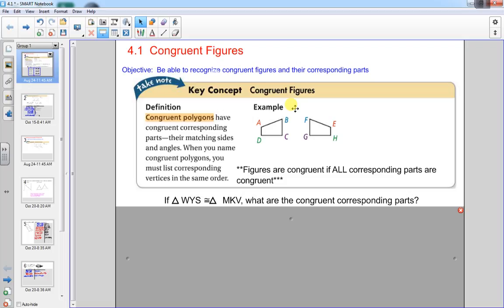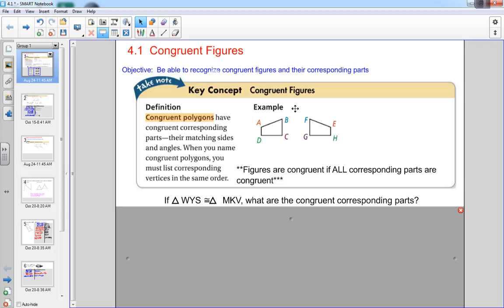So I want you to envision a triangle WYS and a triangle MKV. Maybe you'll want to draw those out, but the order does matter. So W and M are the same, Y and K are the same, and S and V are the same angle. Figure out what are the congruent corresponding parts, meaning which angles between the two triangles are congruent and which segments between the two triangles are congruent. See if you can pause it and try to think of a few. You should have 6 congruent corresponding parts by the end of it.